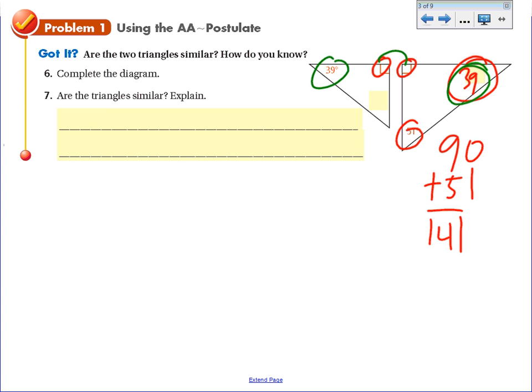And when it says explain, you can say that we have angle-angle similarity. Absolutely. Angle-angle similarity. It shows it right up there. I'm okay with that. I think that's a fine way of doing it. So we have angle-angle similarity.